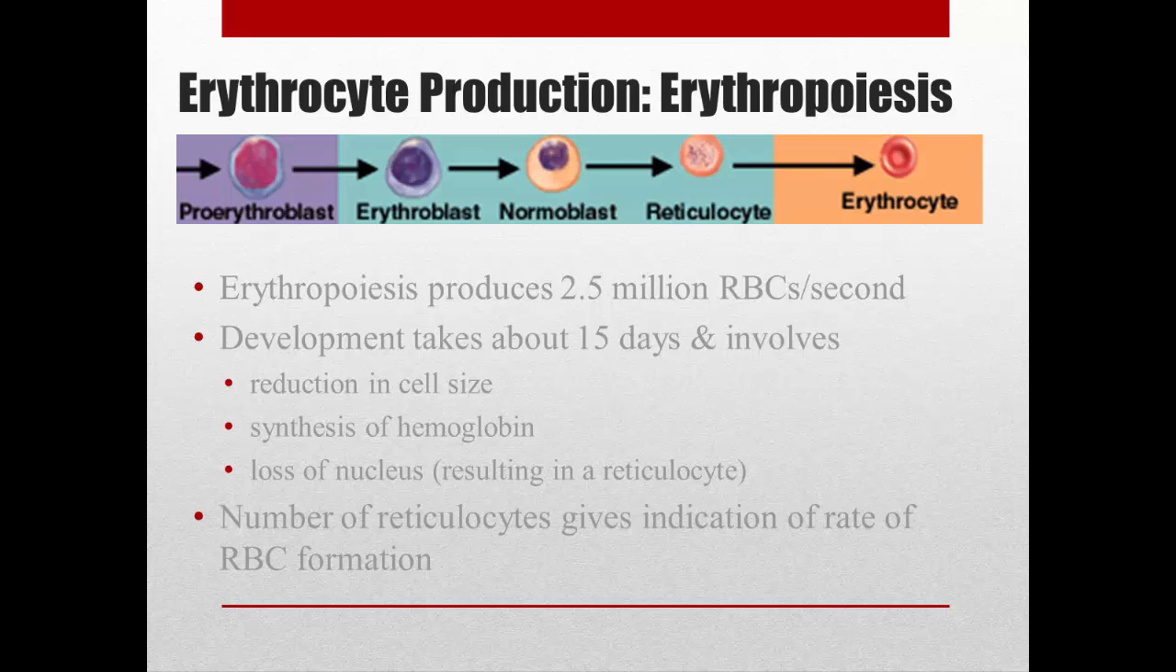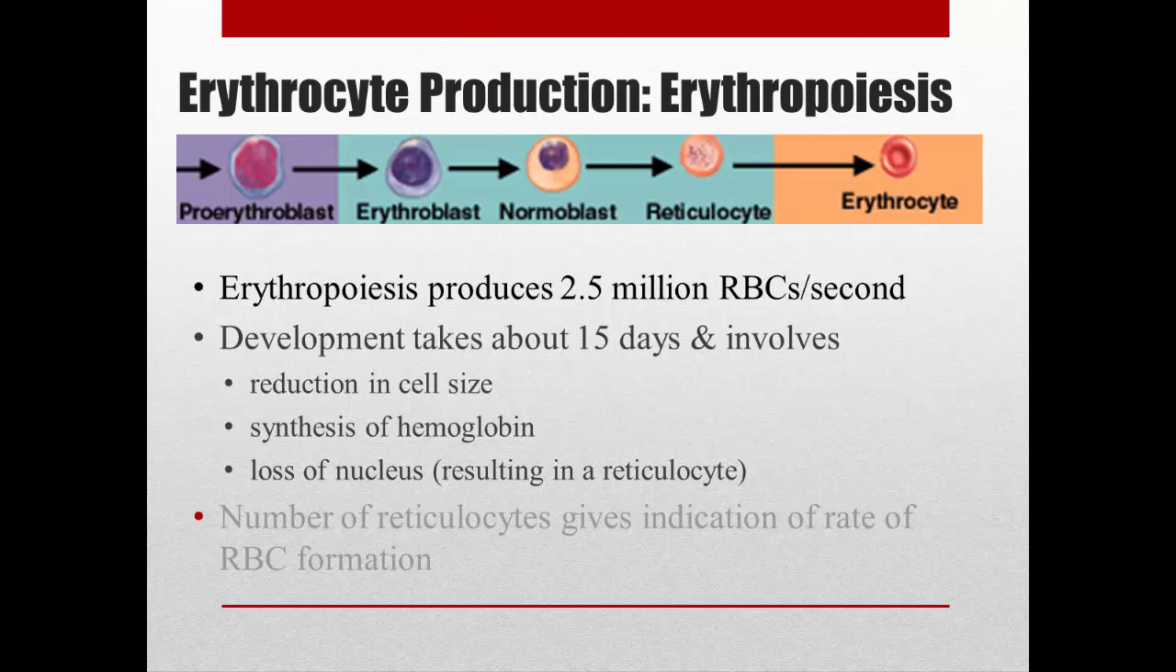Now, erythropoiesis is the production of red blood cells. It's a multi-step process, and you can see here the stages it undergoes. Not that I want you to learn the names of those, but what we're looking at is some general trends instead. Now, erythropoiesis happens very rapidly in that we make 2.5 million red blood cells per second, so that's a lot. It takes a while, though. It takes about 15 days to go through all those processes. But in that process, you can see, first of all, a reduction in cell size.